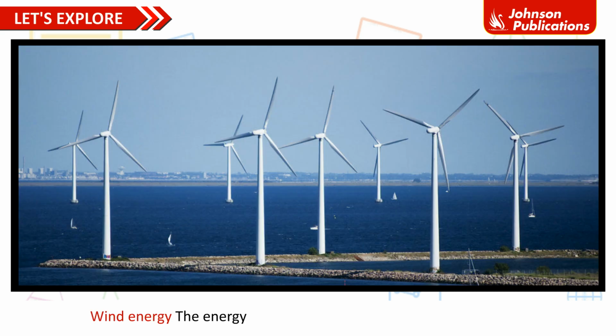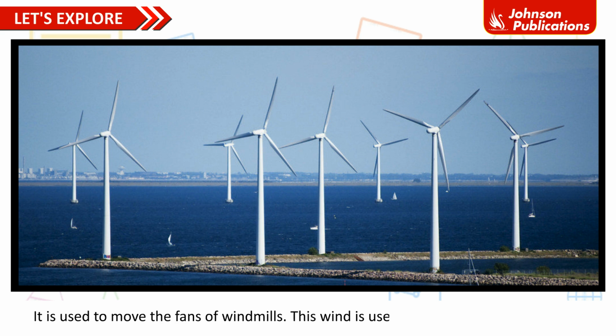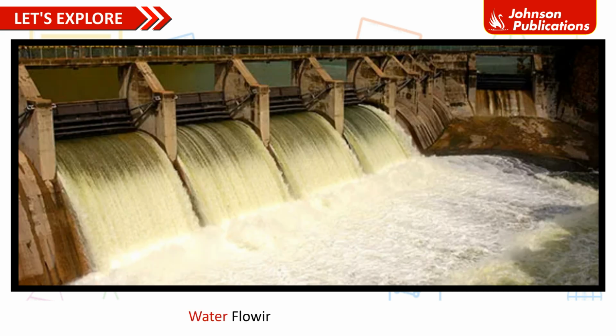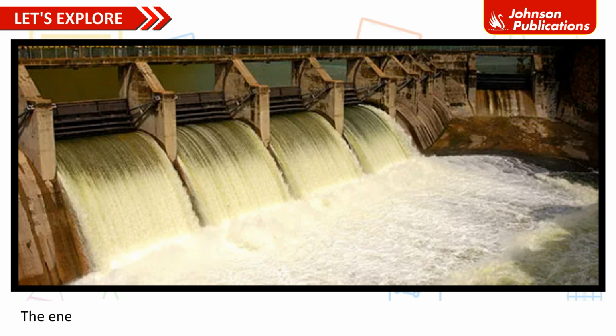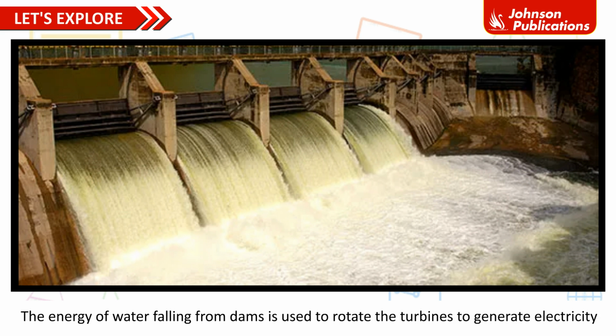Wind energy. The energy we get from the wind is called wind energy. It is used to move the fans of windmills. This wind is used to produce electrical energy. Water. Flowing water contains energy. Energy produced by the flowing water is called water energy or hydro energy. The energy of water falling from dams is used to rotate the turbines to generate electricity.